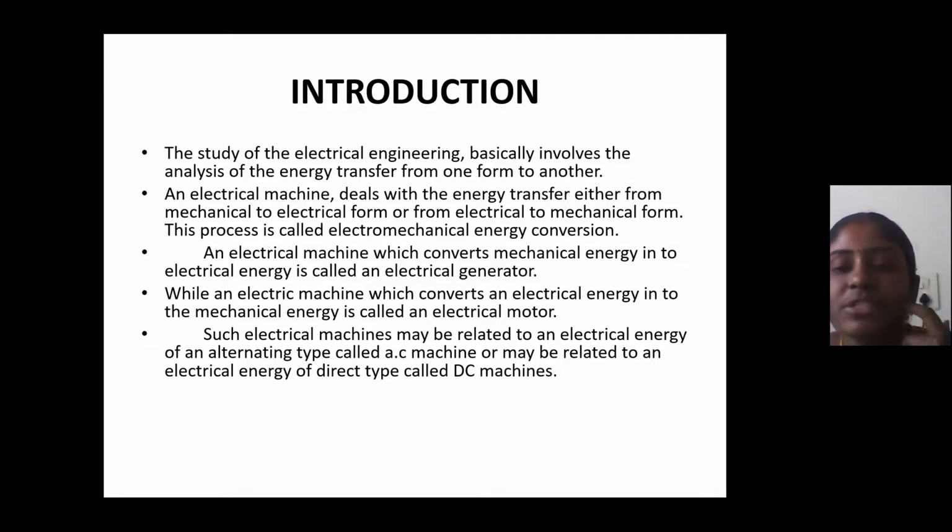An electrical machine which converts mechanical energy into electrical energy is called an electrical generator. Vice versa, the machine which converts electrical energy into mechanical energy is called an electrical motor. Such electrical machines may be related to electrical energy of an alternating type, which is called an AC machine, or to electrical energy of direct type. The electrical energy of direct type is called DC machines.